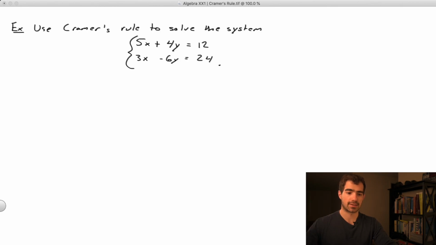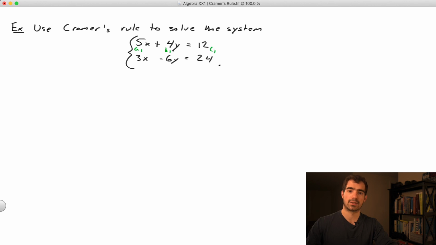But let's see if we can try this on an example. Let's say we have the system 5x plus 4y equal to 12 and 3x minus 6y equal to 24. So really quick, what we can do is start to just label these coefficients.